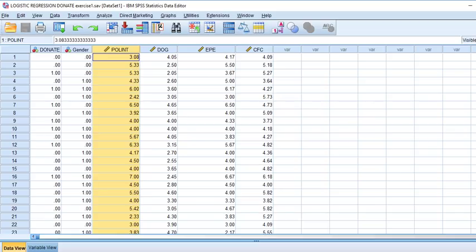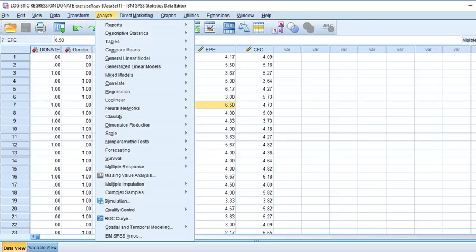We have a measure of political interest, dogmatism, external political efficacy, and consideration of future consequences. So all of these variables are being treated as scale variables because we're assuming them to be essentially continuous. There are two ways in which we can run a binary logistic regression through the SPSS menu system. I'll show both of these really quickly.